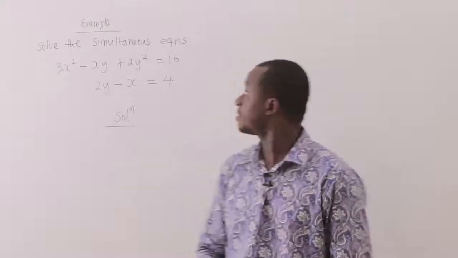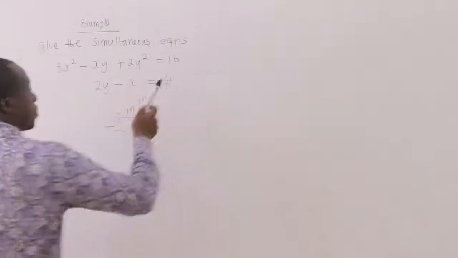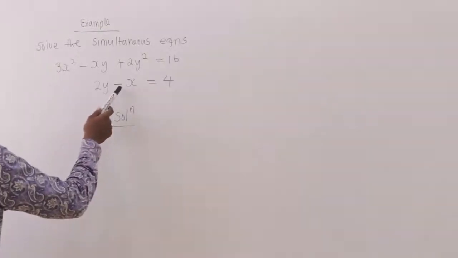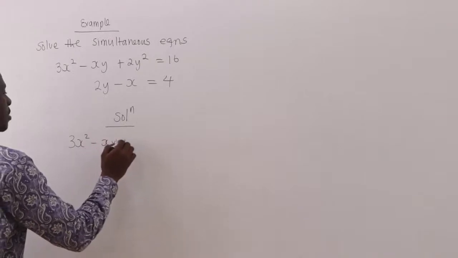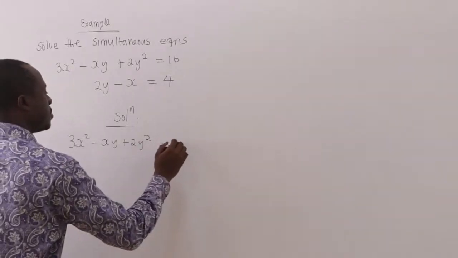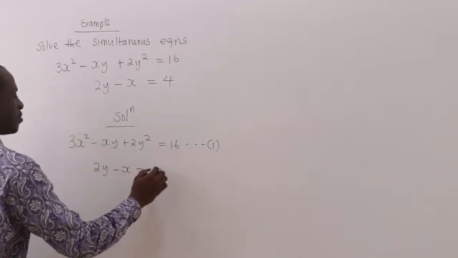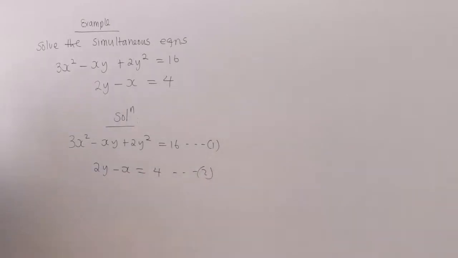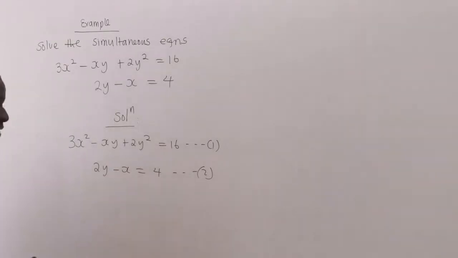Now let's consider this example. Solve the simultaneous equations: 3x squared minus xy plus 2y squared equals 16, and 2y minus x equals 4. Let's say this is equation 1, and this is equation 2. So let's use the substitution method over here. You can pause the video and try the question on your own before you compare the answers.